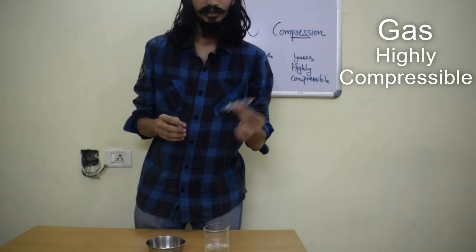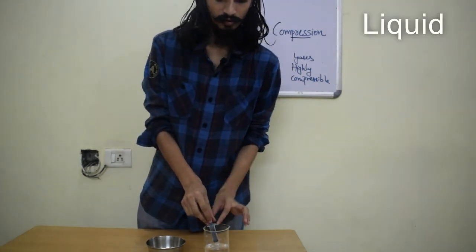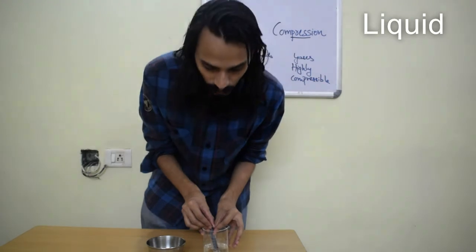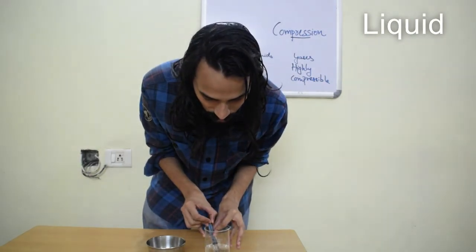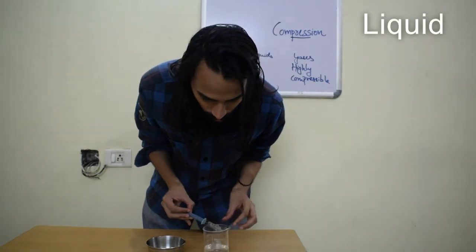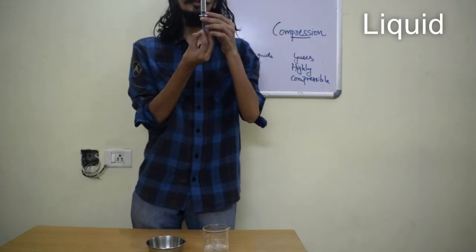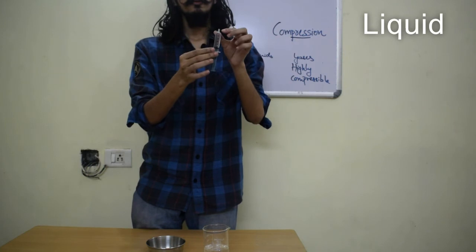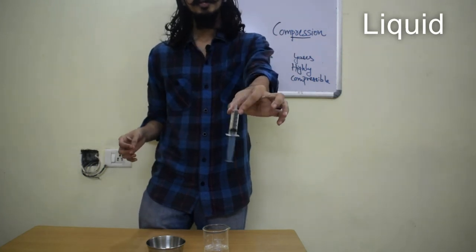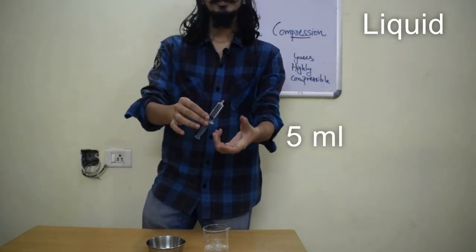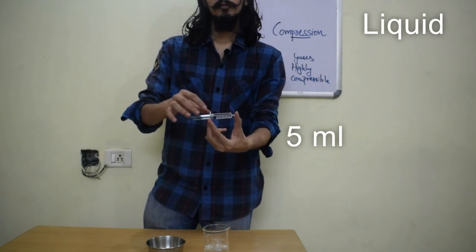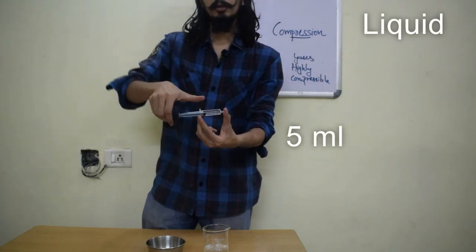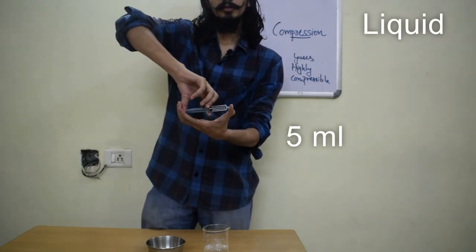For liquid, I'm taking this syringe. I'm going to draw some liquid into this syringe, some water into this syringe, right? Now my syringe is about full. There's about 5 ml of water in my syringe. I'm going to repeat the same process. I will put my finger on the opening, and I'm going to try to compress it.